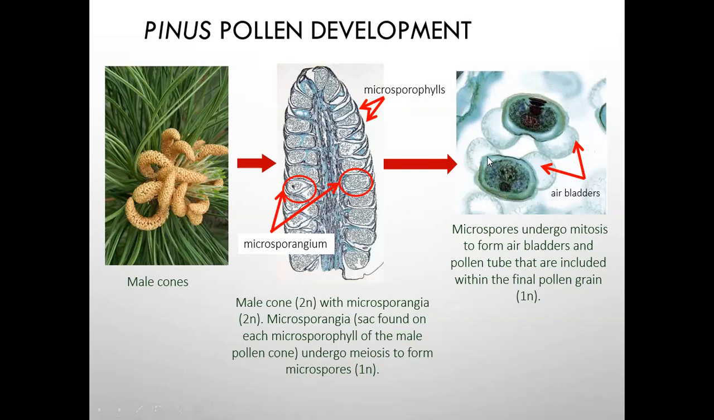The microspores will then undergo mitosis to form these air bladders that are going to help carry it through the air to find the female cone. And they also form the pollen tube through mitosis that are in that final pollen grain. And this is all haploid here.